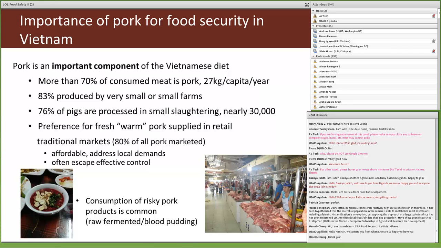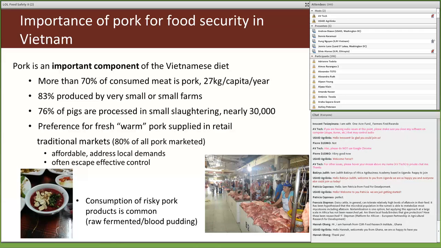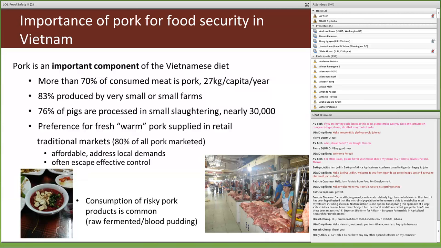But what is interesting is that more than 80% of this pork is produced by very small farms. The farms vary from 1, 2, 3, 4, 5 pigs, which is considered a very small farm, and can go up to about 100-150 pigs per farm. So this is really the popular chain that we have in Vietnam.